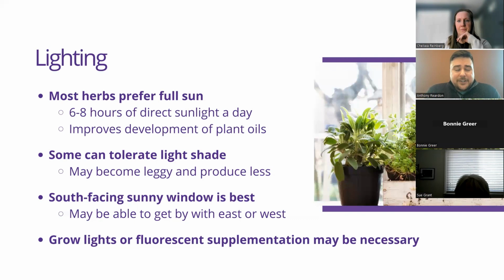Some can tolerate a light shade though. This may make them leggy and it may make them produce less. So just like with any houseplants, right, they're going to be reaching for the light. If they are leggy and they are producing less, that is a good indication it's not getting enough light. South facing and sunny windows are actually the best. But with your east or west windows, you may be able to get by as well.